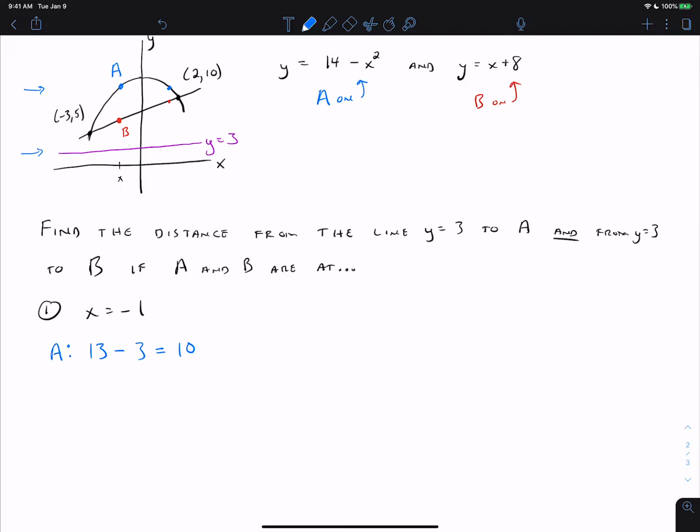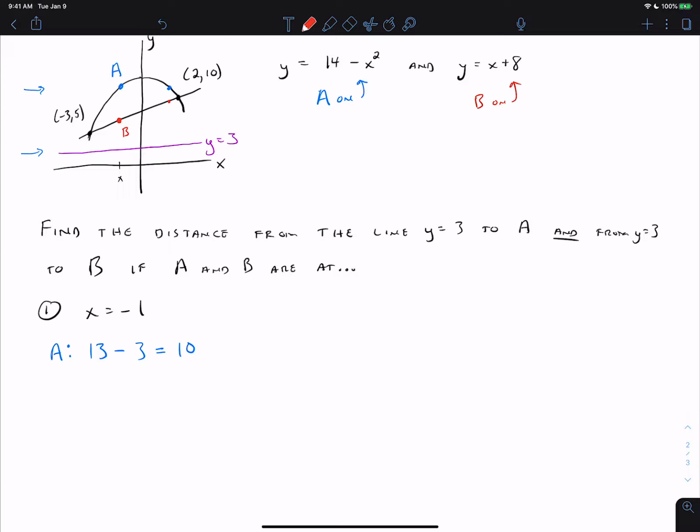So you're taking, within the distance that we want from A to the line, the top y, which happens to be the y value at point A, which is 13. You get that by plugging negative 1 into the first equation. The bottom y is the y value on the horizontal line, which happens to be 3.